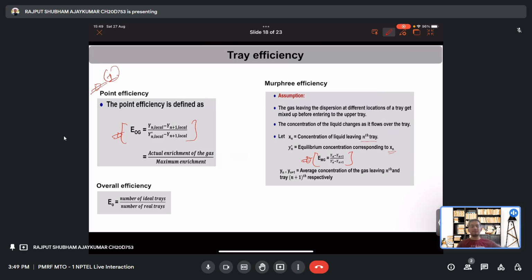Whereas another is the real reactors, where in the real-world problem, in the real industries, there will be a real number of trays. Suppose it's 100, so its overall efficiency will be 5 by 100. That depends upon the overall efficiency. So it says the overall efficiency.